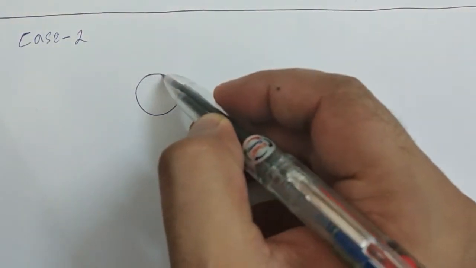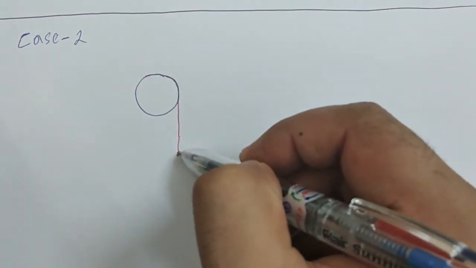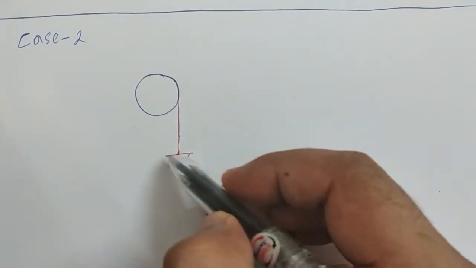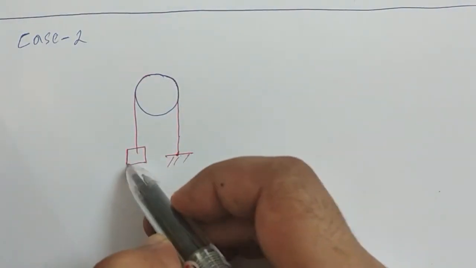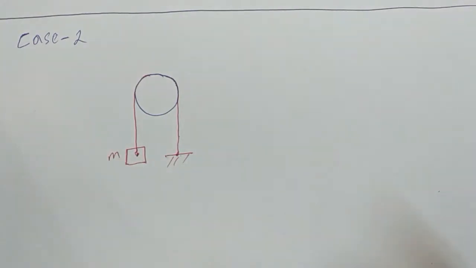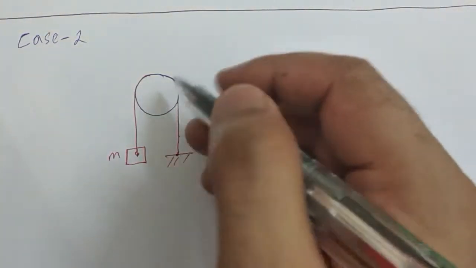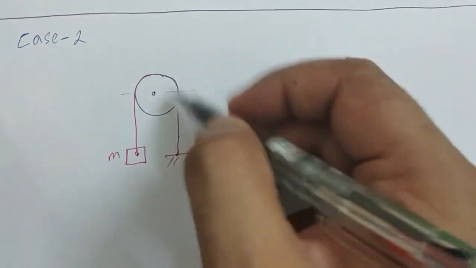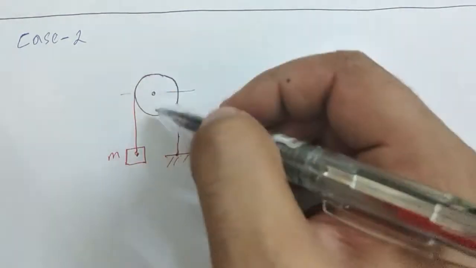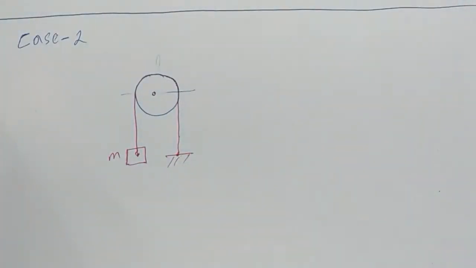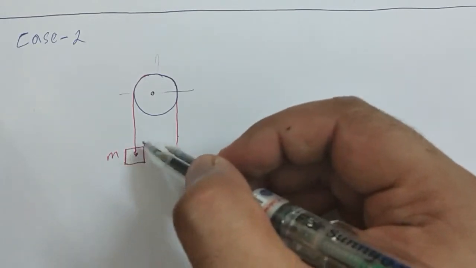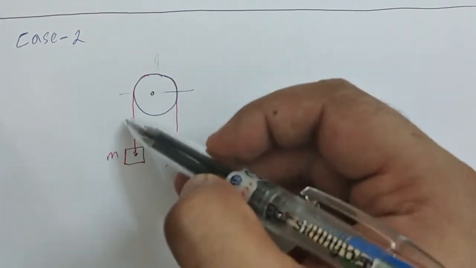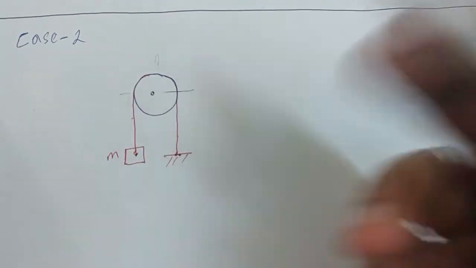Now let us consider the other situation in the pulley constraint, where instead of the wheel being fixed, the rope wrapping the wheel has one end fixed, and at the other end we have a block of mass m resting. In this situation, the wheel is free to move in this direction, but this end of the string is fixed, and the other end can move in this vertical direction.